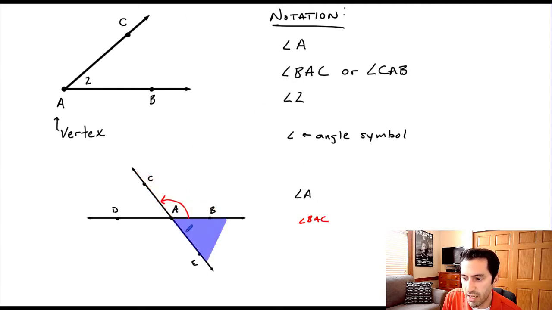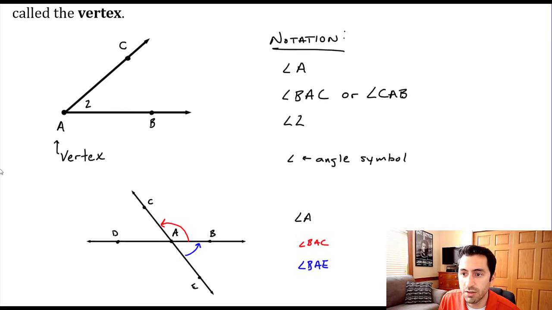Or if I wanted to name this angle here, the smaller one, this would be angle BAE, for example. But that eliminates any confusion. If I just say angle A, I could be talking about any of these. So we need to make sure that we're using the correct notation.